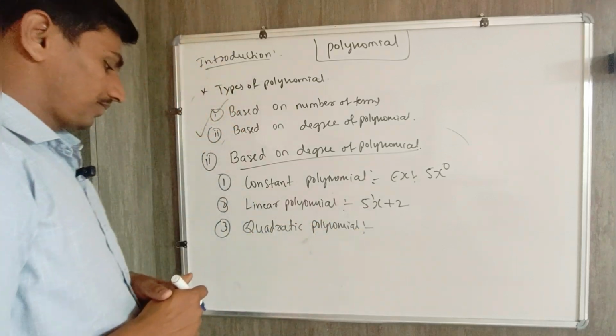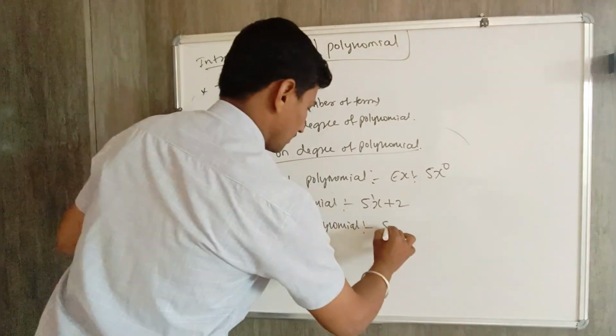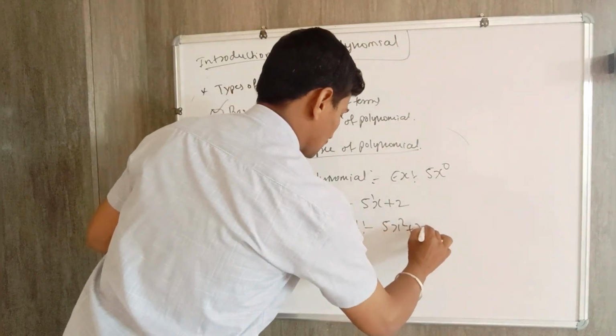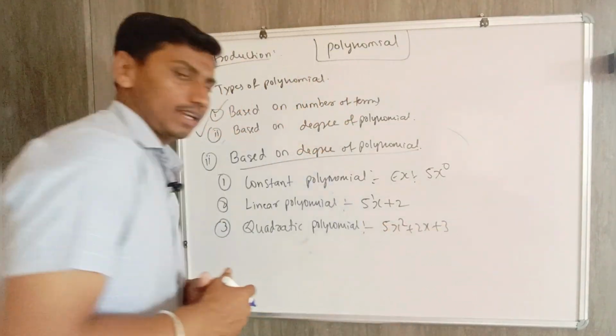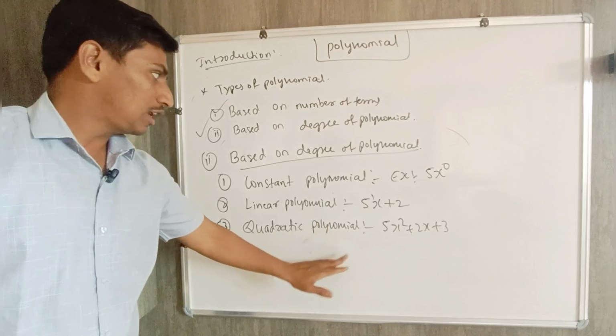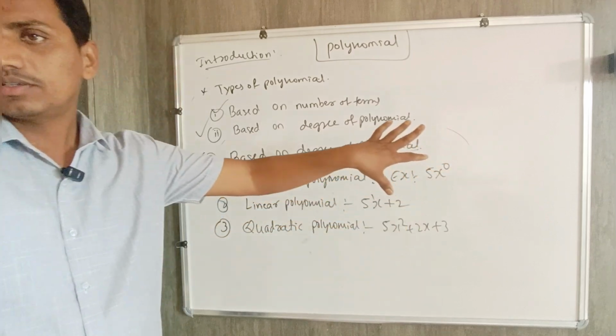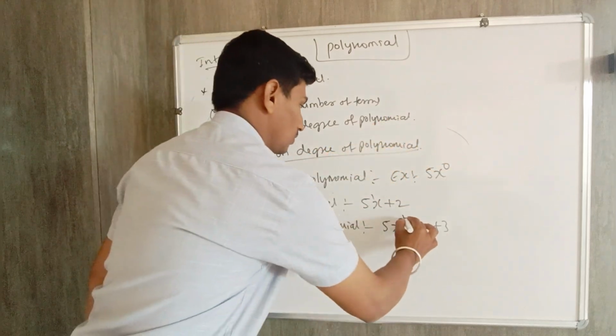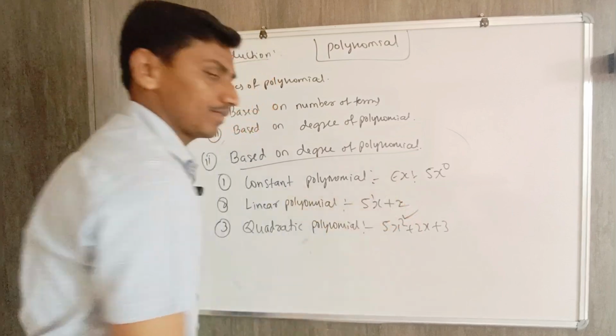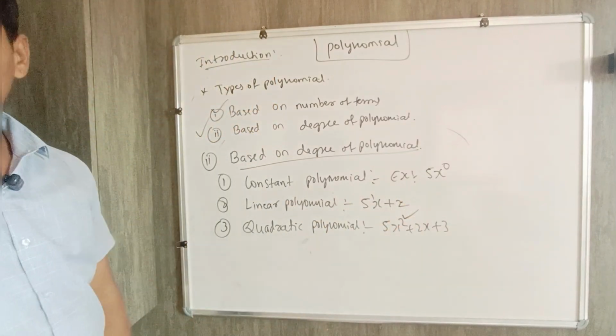An example: 5x square plus 2x plus 3. In a quadratic polynomial, the highest degree is 2 here. So this is a quadratic polynomial.